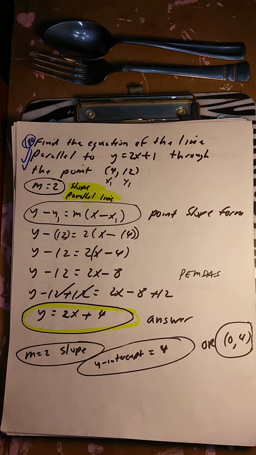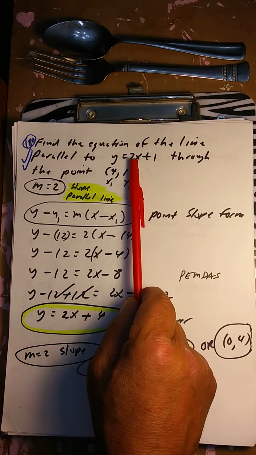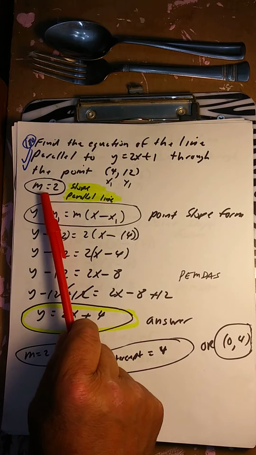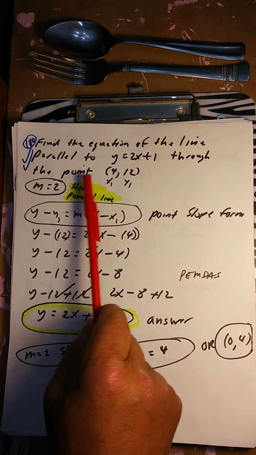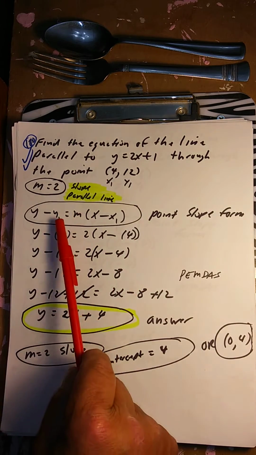Find the equation of the line through parallel. Parallel means that the slopes are the same. So parallel to this means that slope is 2. That will be parallel. There's a point. So put the numbers in. You have a point, x1, y1, and the slope. Put them in the formula.